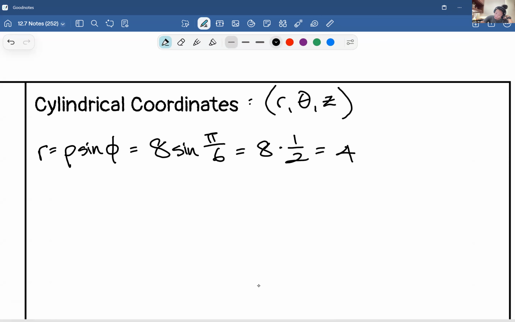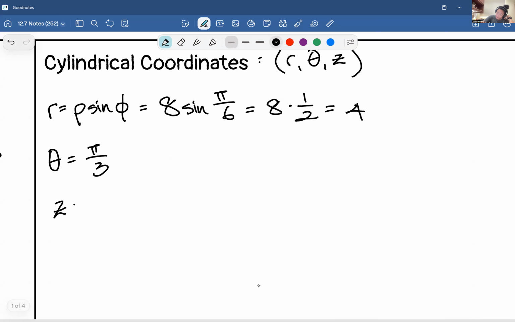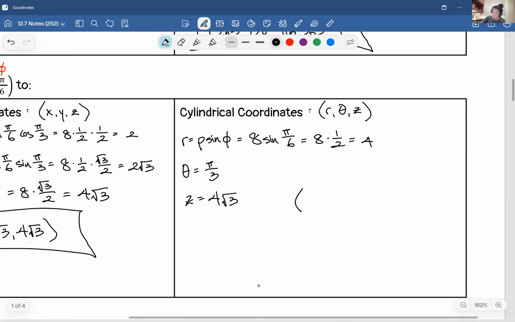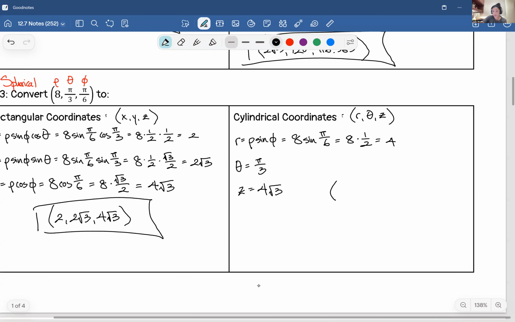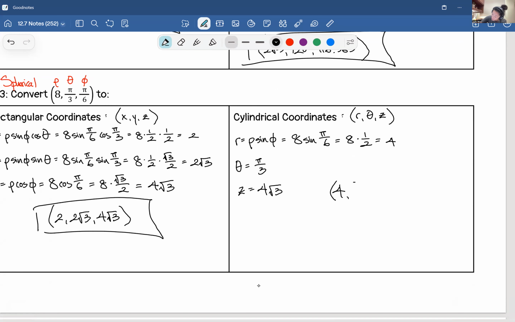Okay. The theta we have from our spherical, that's pi over 6. And our z we have from our rectangular as 4 root 3. So if I'm describing this point, 8, pi over 3, pi over 6 in cylindrical, I'm going to end up with 4, pi over 3, and 4 root 3.